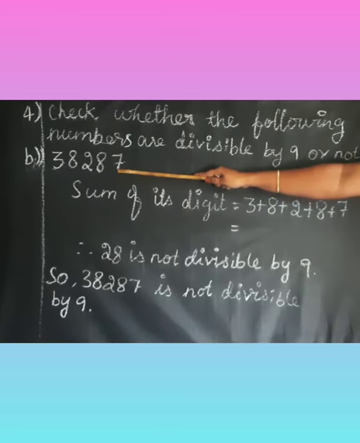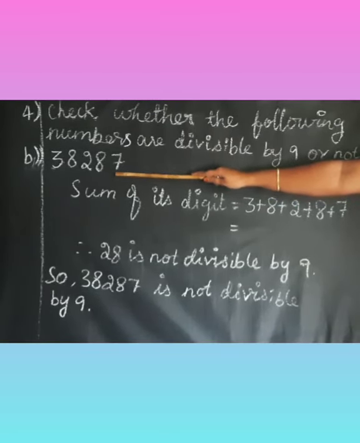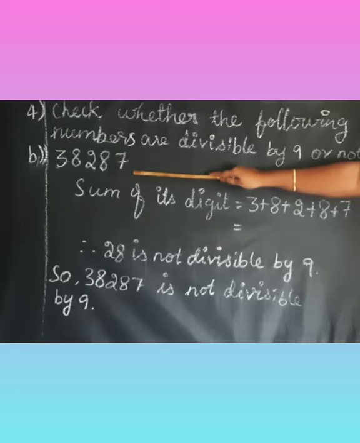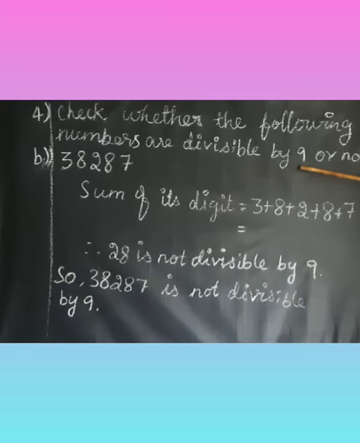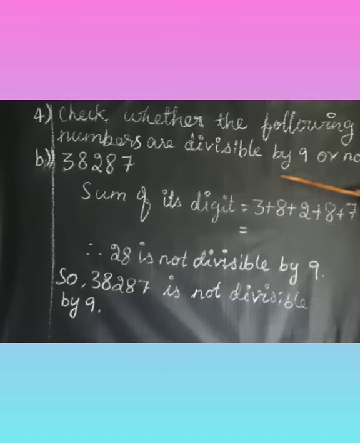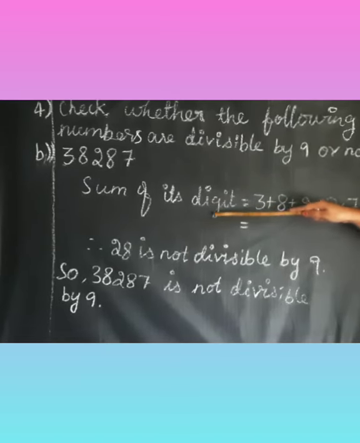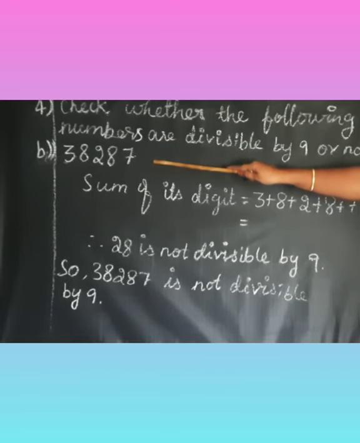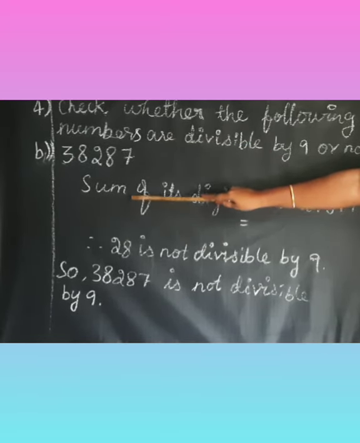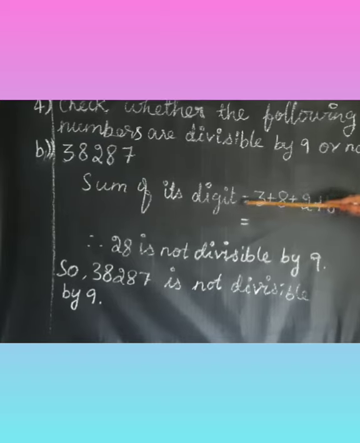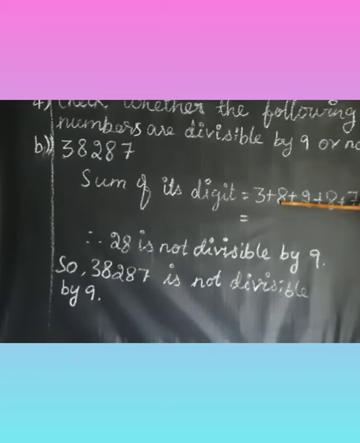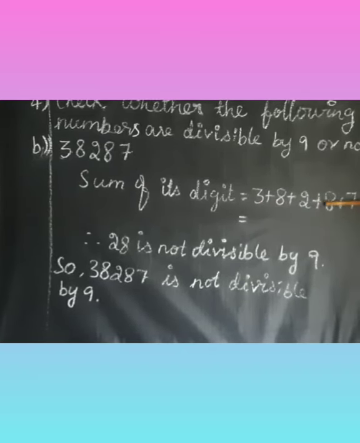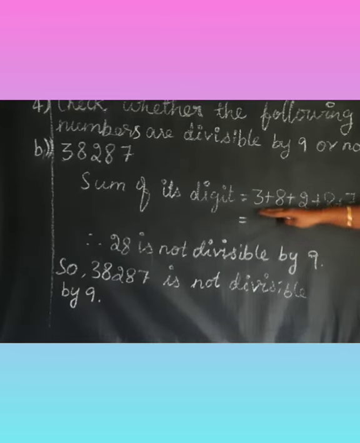Next question. 38,287. You want to check whether this number is divisible by 9 or not. Okay, what is the divisibility rule for 9? If the sum of its digits is divisible by 9, then the whole number will be divisible by 9. So first you add all the digits. The sum of its digits is 3 plus 8 plus 2 plus 8 plus 7. Now you can add these numbers.